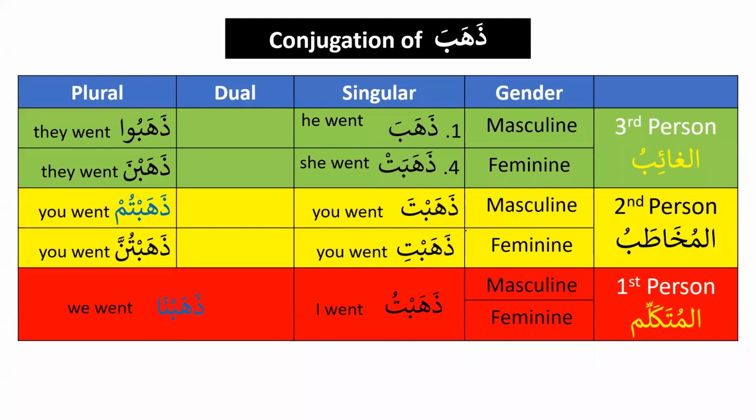For the second person, we have learned dhahabta, you went. And today, inshallah, we will learn about dhahabtum, you all went. And please remember that this is past tense. We are dealing with the past tense. We haven't started present tense yet. And for the mukhatab, for the feminine, dhahabti, and inshallah, dhahabtunna, we will learn this in the next part of the lesson, or maybe in the next lesson. And for the first person, al-mutakallim, for the masculine and feminine, we say dhahabtu, I went.